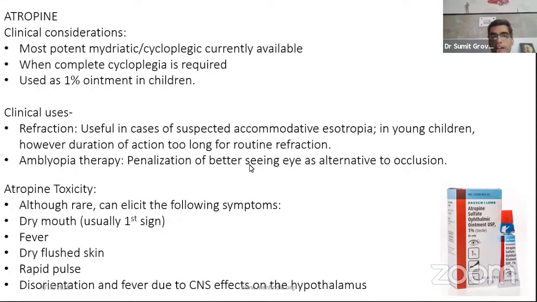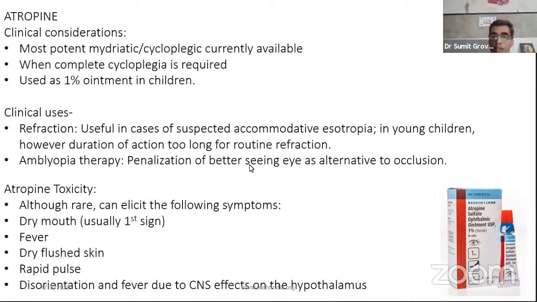Also, therapeutic penalization of the better seeing eye is done once a week. Instillation of atropine is done to blur the image in the better seeing eye. And the Amblyopia Treatment Study shows that it is equally efficacious as patching. And I previously described that low dose atropine is also used for myopia progression control.